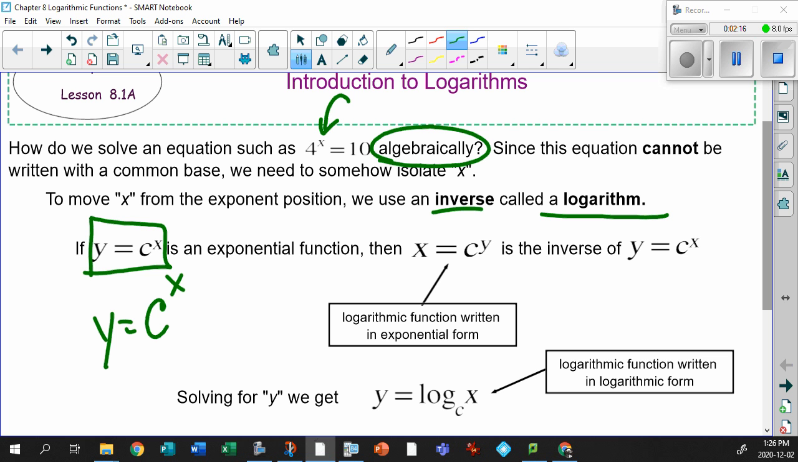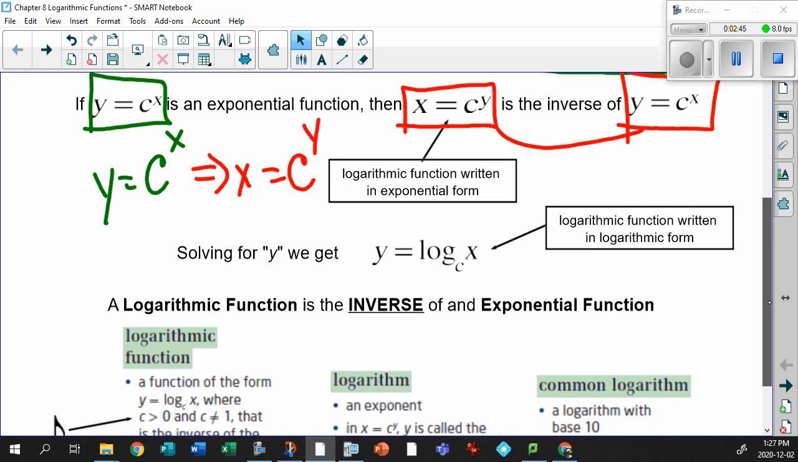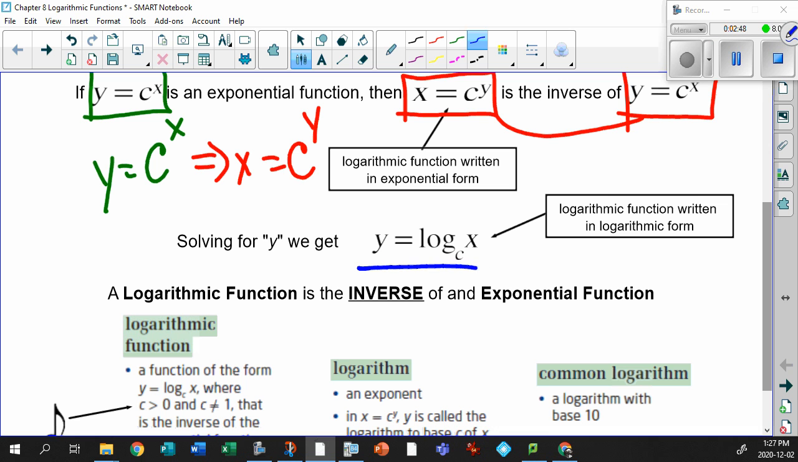Remember what an inverse means. All you've got to do is flip those two and you've got the inverse. It's that simple. So a logarithmic function can be written in exponential form like this, and you've got to recognize that as the inverse of our exponential form. So how do we technically talk about this? Technically, we refer to it as this. When we do the inverse, we write it as log base c of x.